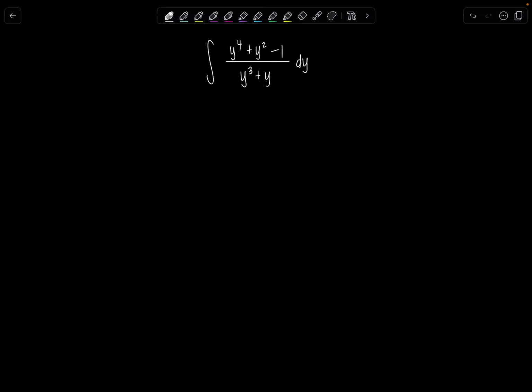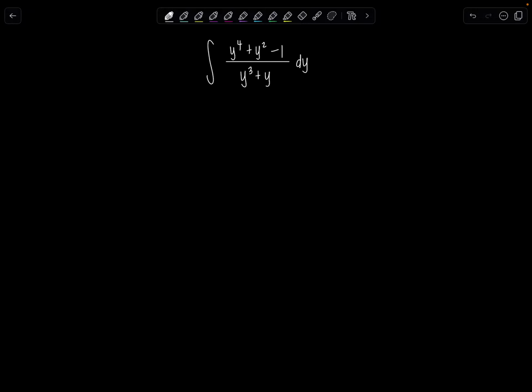We have an indefinite integral of y to the fourth plus y squared minus 1 over y cubed plus y dy. And just as a hint and warning as you begin, make sure you long divide first before you try to do any other integration technique, okay?